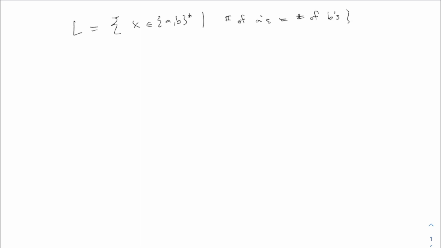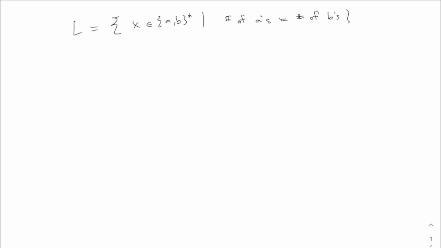This is like a^n b^n, but it's more complicated because the letters can be in whatever order you like. a^n b^n has all the a's at the beginning, followed by all the b's at the end. But this is just any mixture of letters in any order, but the total number of a's equals the total number of b's.